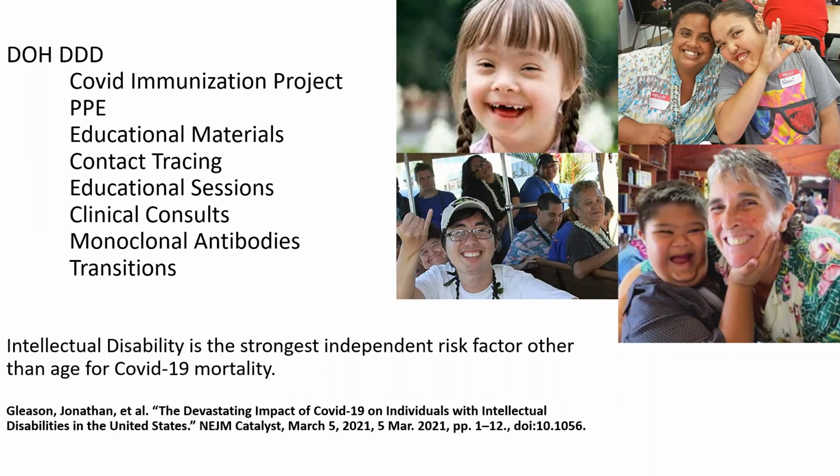So the last point on this slide, and this comes from a New England Journal article, is that intellectual disability is the strongest independent risk factor other than age for COVID-19 mortality. And that's from a New England Journal Catalyst article, March 5th, 2021. So if you're looking for a really quick read that has a lot of data, that's a really good reference there.